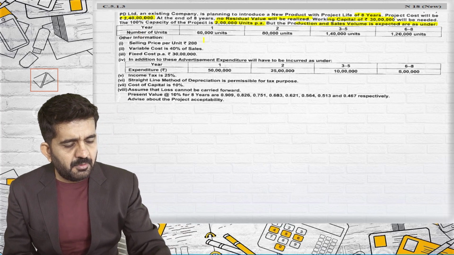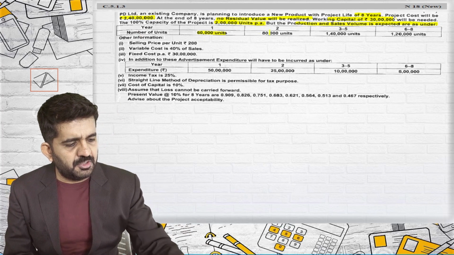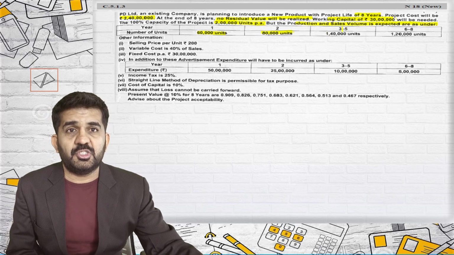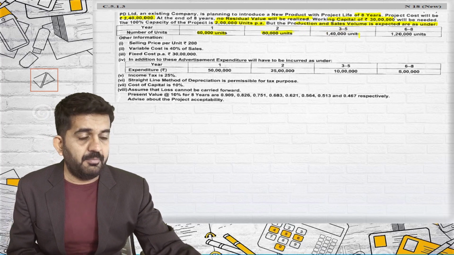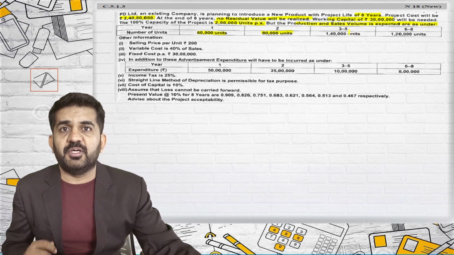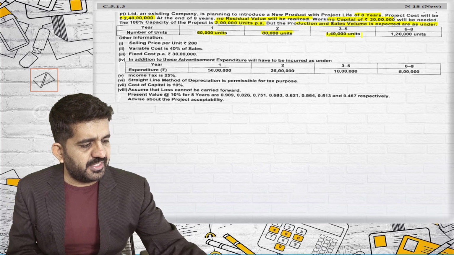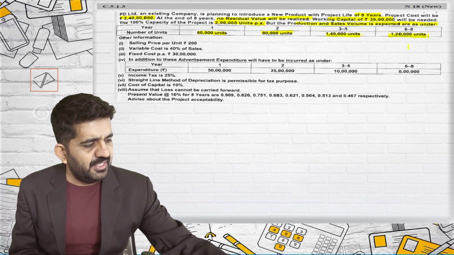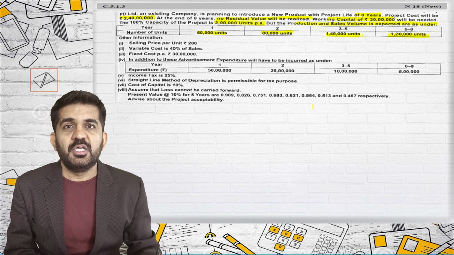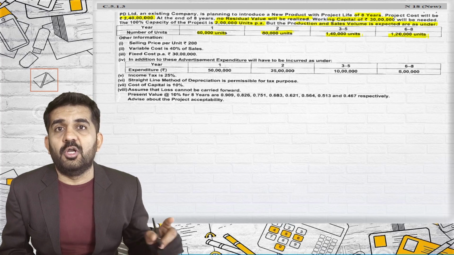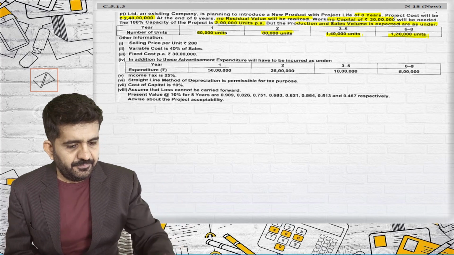Number of units that will be manufactured in year 1 is 60,000, year 2 is 80,000, years 3, 4 and 5, this does not mean years 3 to 5 it will be total 1,40,000. It means in the 3rd, 4th and 5th year, every year the sales and manufacturing will be 1,40,000. Years 6, 7 and 8 will be 1,20,000 units. So now you will have to draw all 8 columns: 1, 2, 3, 4, 5, 6, 7, 8.